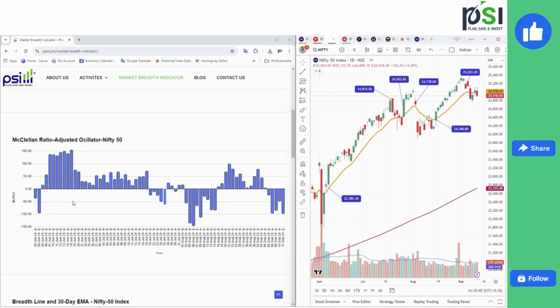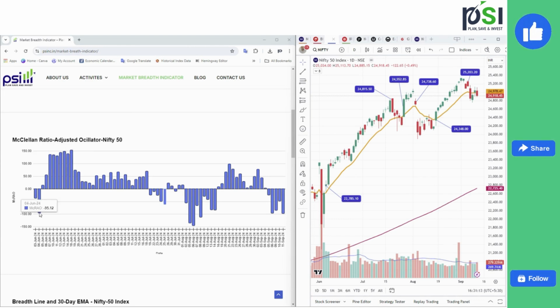So as I said, whenever the McClellan Oscillator reaches 100, you should consider the market to be in an overbought condition. In case you have any group of stocks and they reached certain targets, it's good to book profits at the level above 100, between 100 and 150. That's what you can understand.